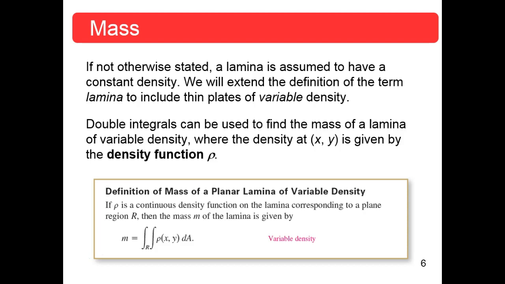The definition of the mass of a planar lamina of variable density: rho is a continuous density function. It can't have any holes or gaps or discontinuities in it. If rho is a continuous density function on the lamina corresponding to a plane region R, then the mass M, the total of the lamina, is given by the double integral of rho of xy, which is inside now. That's just some function of x and y. You integrate over your region times the incremental area, which usually is a dx dy. Now, of course, if you use polar coordinates, that could be r dr d theta. You could do the things that we skipped in the last section.